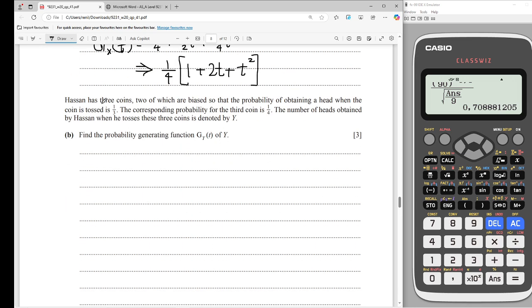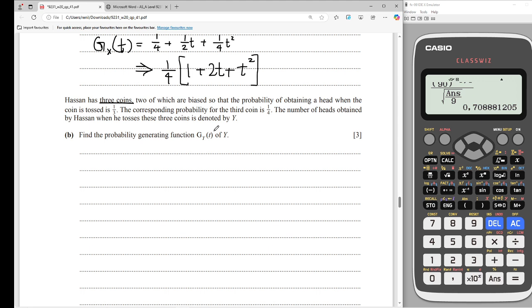Okay, so Hassan has 3 coins, 2 of which are biased. So the probability of obtaining a head when tossed is 1 by 3. The probability of obtaining the head for the third coin is 1 by 4. The number of heads obtained by Hassan when he tosses these 3 coins is denoted by y. Find the probability generating function of y.